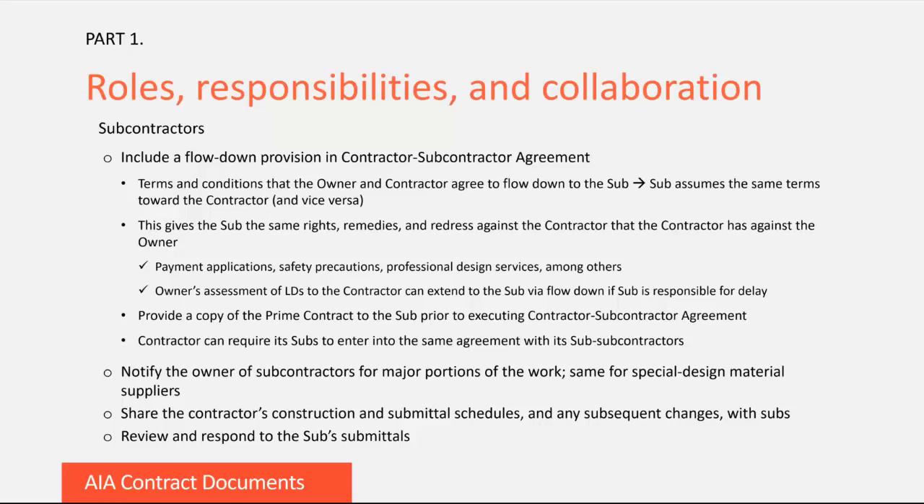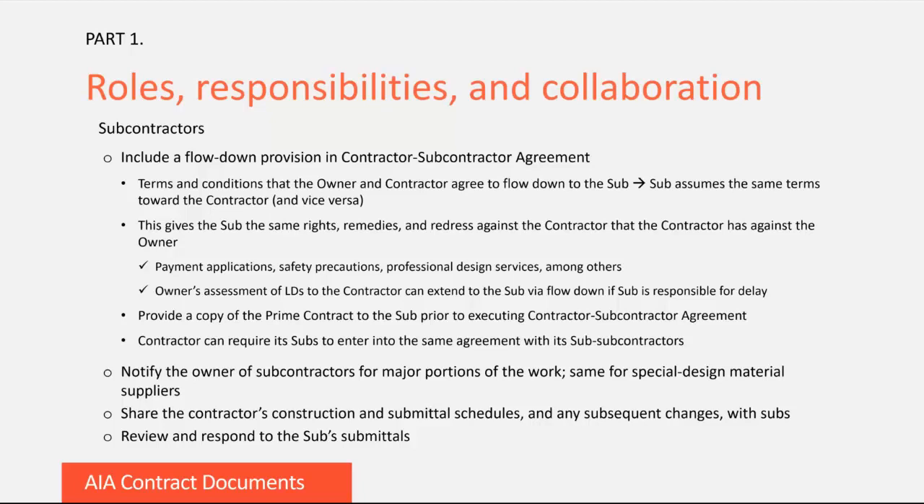Additionally, the contractor may also require its subs to enter into the same type of agreement containing a flow-down clause with its subcontractors. And much like informing the owner of who the superintendent is, the contractor should also notify the owner about who the subcontractors are for major portions of the work. The same should apply for those supplying materials or equipment for a special design.